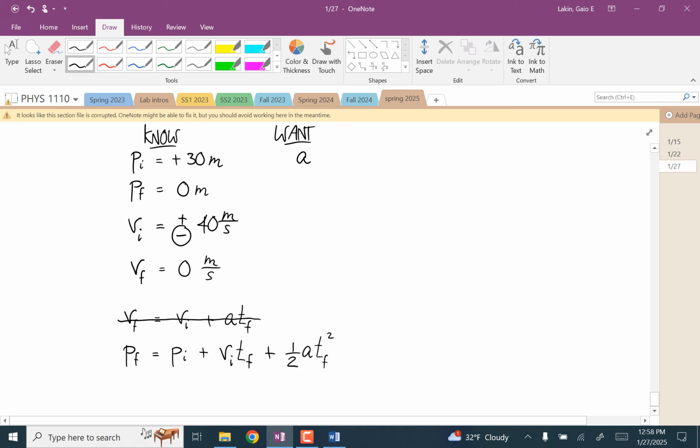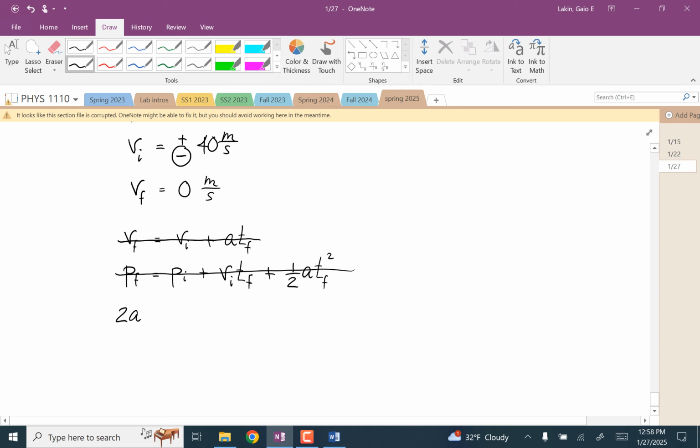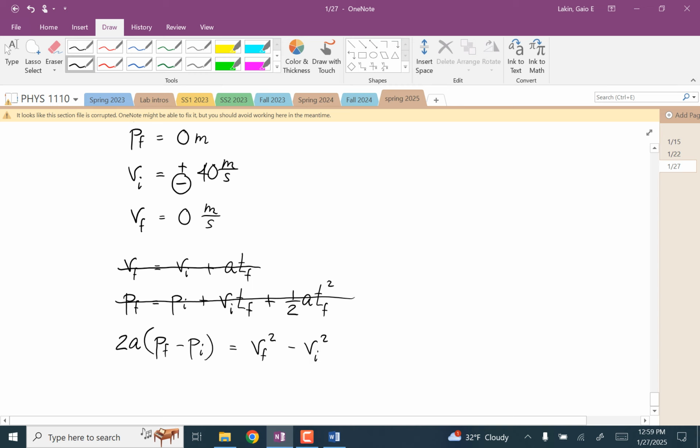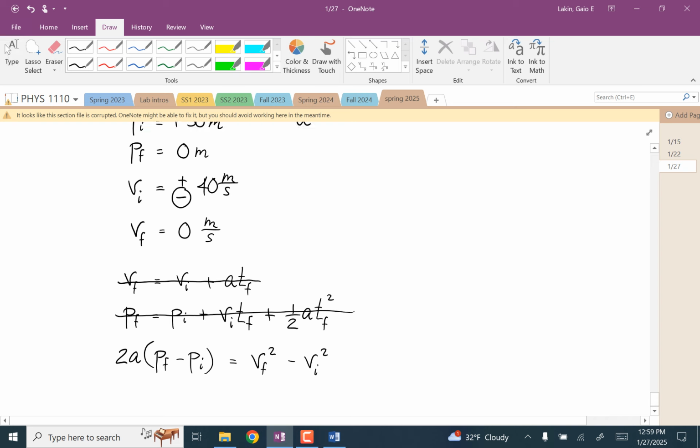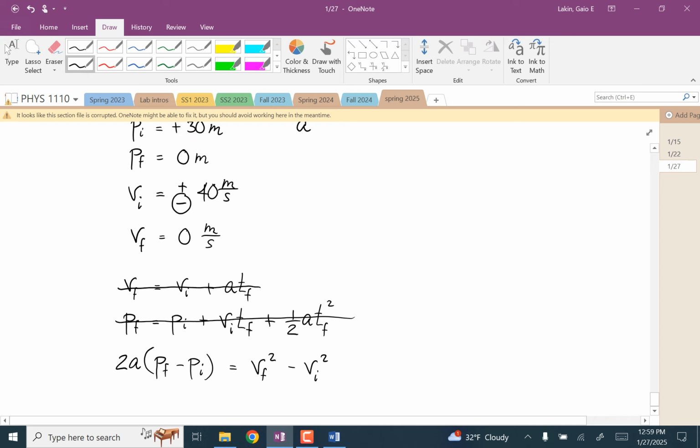So the last possibility is this one, 2 times A times the quantity PF minus PI is equal to VF squared minus VI squared. This one has A in it. PF we know, PI we know, VF we know, VI we know. So this one should work. And now we're just plugging those numbers in.